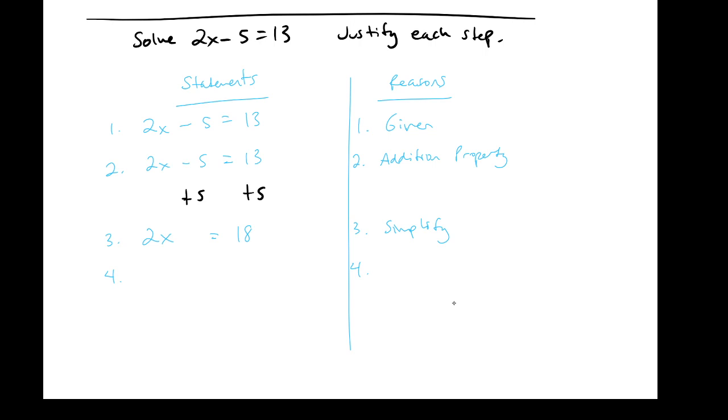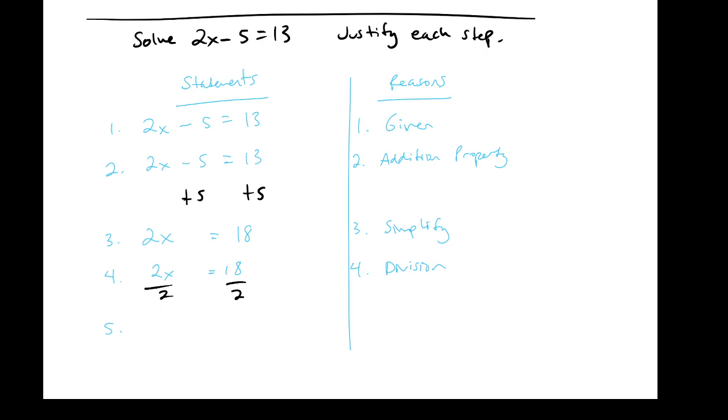Next, we're going to take 2x equal to 18, and we're going to divide both sides by 2, so we can get the x by itself, right? We should know that step 4, what do? Well, we divide on both sides, so that's the division property. Gentlemen, I don't need you to identify it as a property. You can just call it division. I know you know what that is.